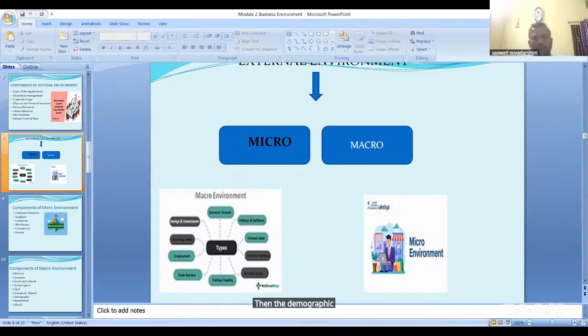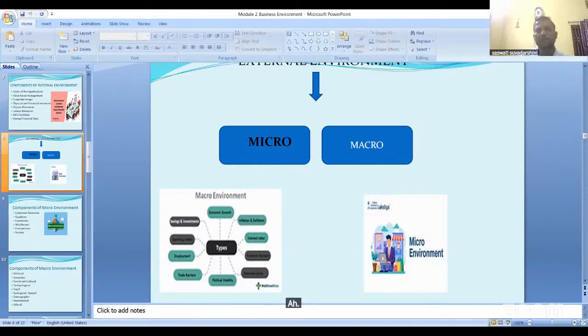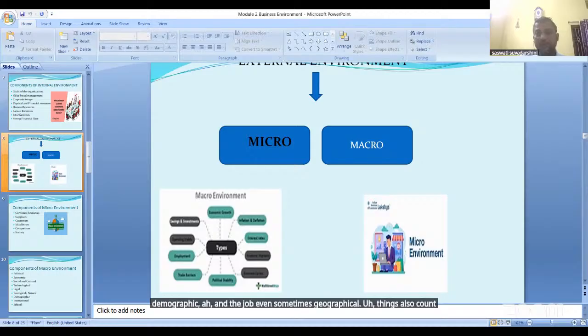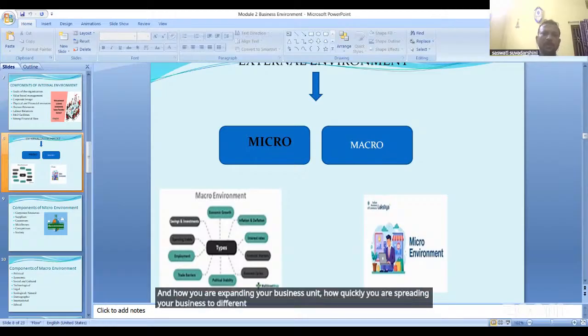So considering all these demographics like age, sex, gender, all these things you have to focus on. Even sometimes geographical factors also matter. Geographical factors means the area where you are doing business and how you are expanding your business unit, how quickly you are spreading your business to different areas. That is also a challenge for this business unit.